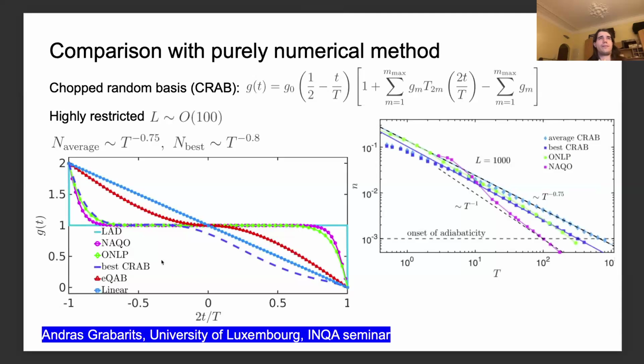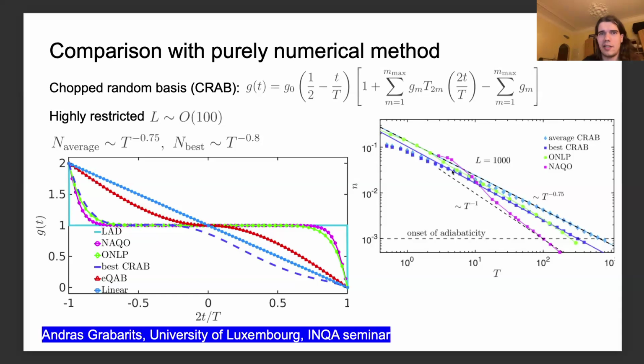CRAB is the abbreviation of a purely numerical method, chopped random basis optimization, searching in a Chebyshev polynomial expansion for the best coefficients, achieving the smallest possible kink number. It is a stochastic search, so one should distinguish between the best and the average CRAB. It's very interesting. We were very surprised that, first of all, it's very restricted, just to a few hundred spins, for which one can run it in a reasonable time. We ran it for 1000.